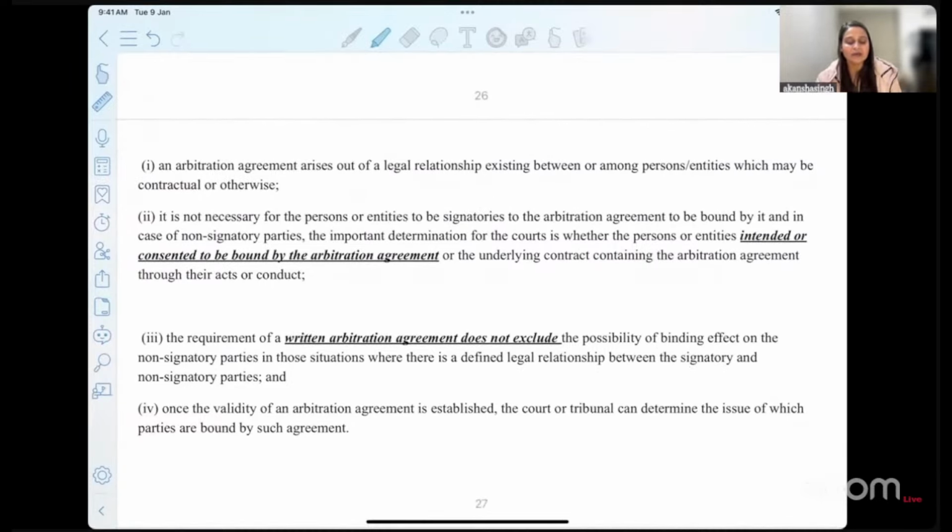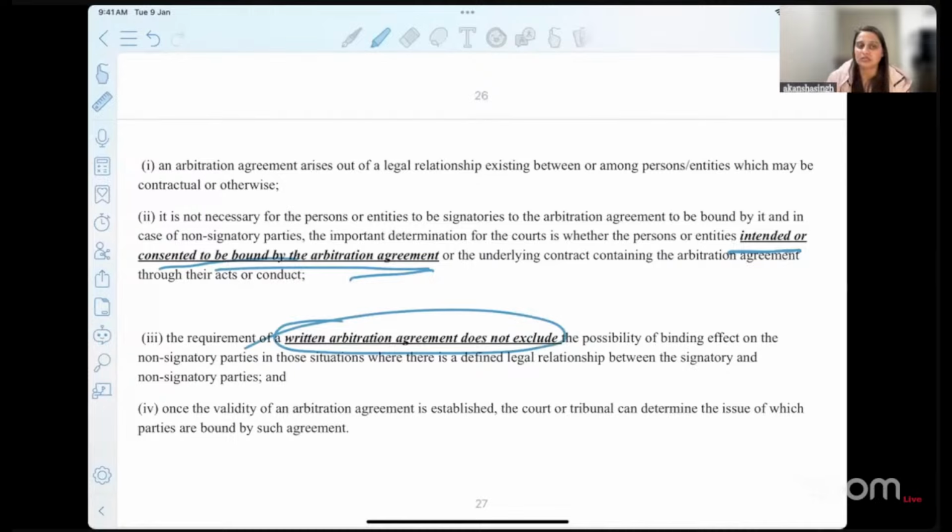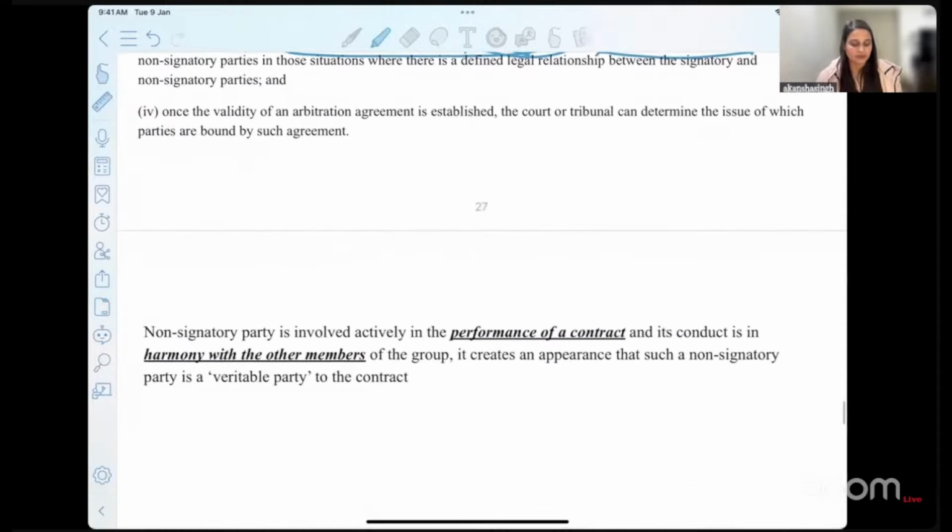An arbitration agreement arises out of a legal relationship existing between parties. Then I have highlighted that either of the parties must be intending or consenting to be bound by the arbitration agreement. That is the essence and that is the idea behind having an arbitration agreement. You must have intended, or you must have actually consented to the arbitration agreement. And merely because there is a written arbitration agreement which does not talk about the non-signatory party, it does not exclude the possibility of having a binding effect on the non-signatory party as well. Okay.